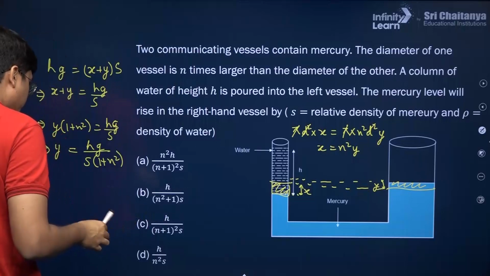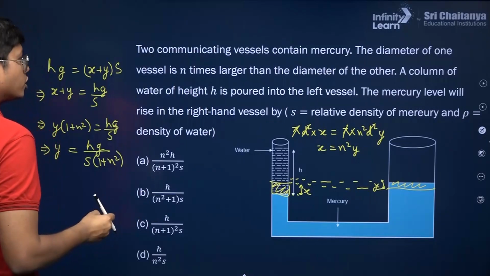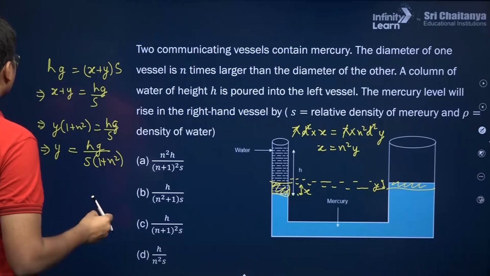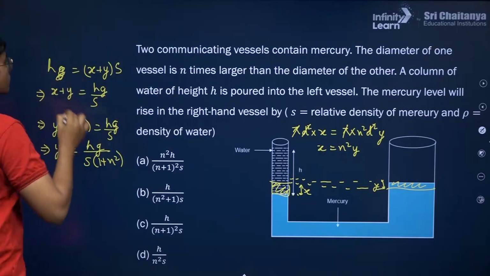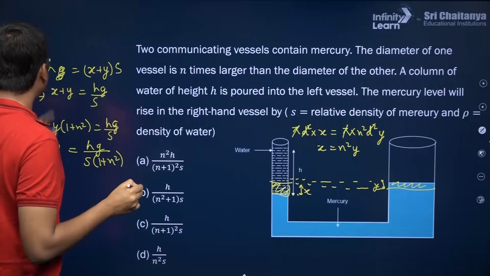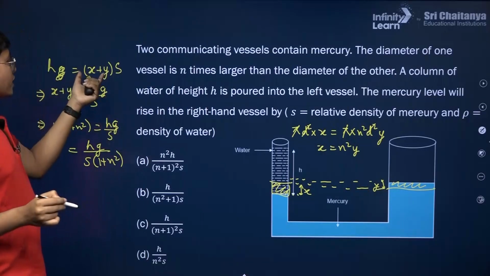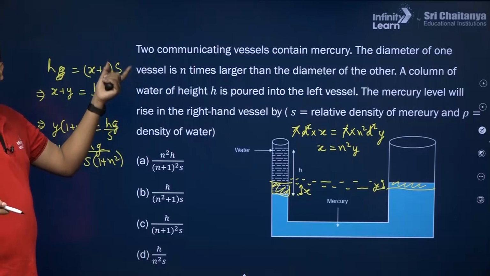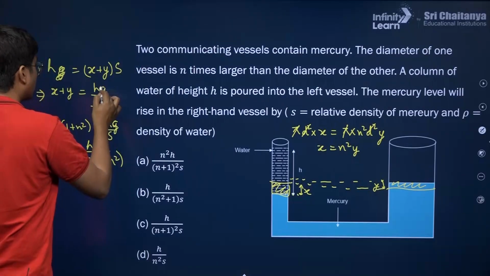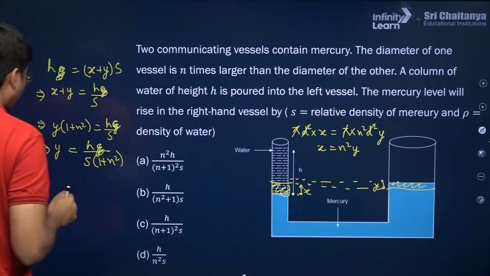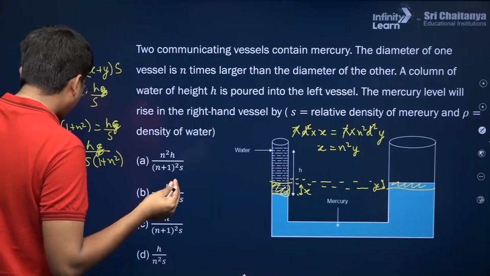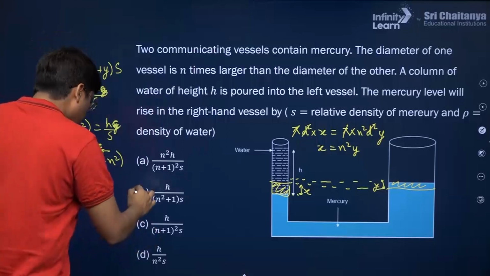So do we have an option? Hg by, oh my bad, this g also will not stay. That is because there should have been also x plus y into s into g on this side. The g would have cancelled out. So remove the g's. The g would not stay. You just have h by s into 1 plus n square, option B.